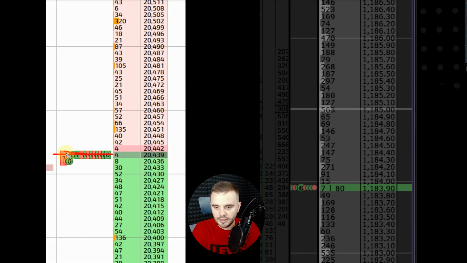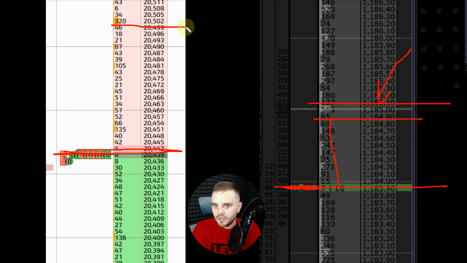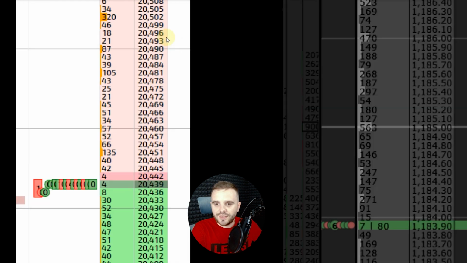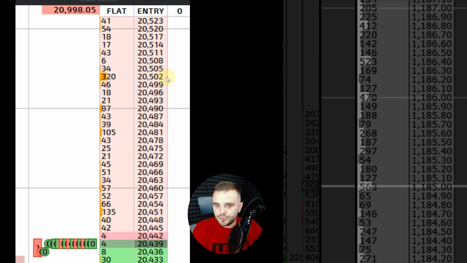This part is the price. Where you see this line, it is the price. Above the price, we see limit sell orders. This part is the DOM of Ethereum. This part is the DOM for Bitcoin. For example, at this price, 20,502, someone set 320 Bitcoins as a limit sell. We don't know the reasons why people did it, but we can see real numbers.